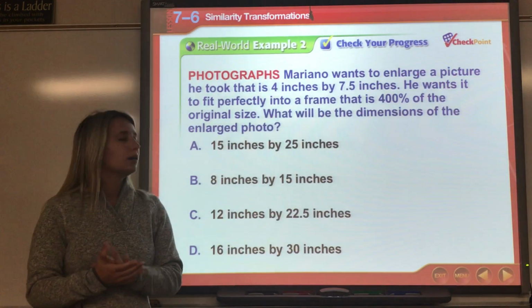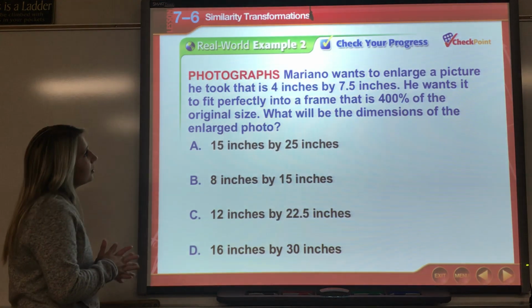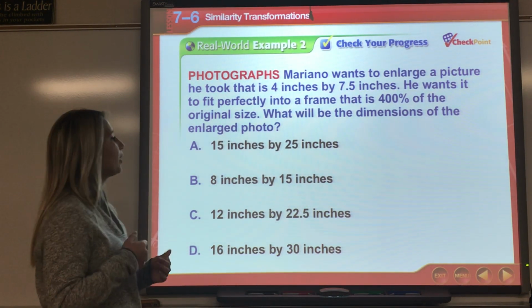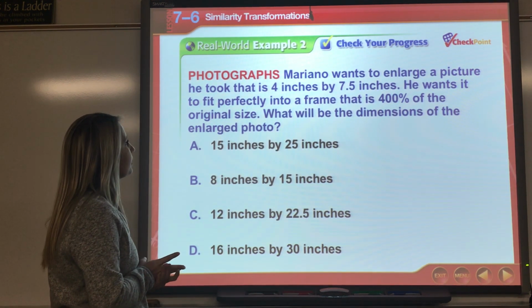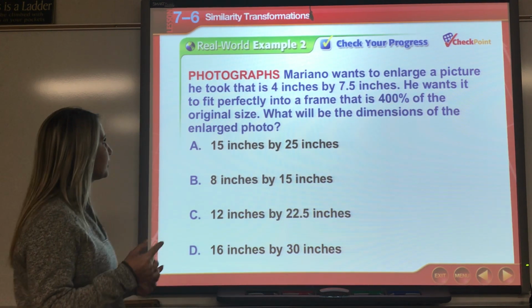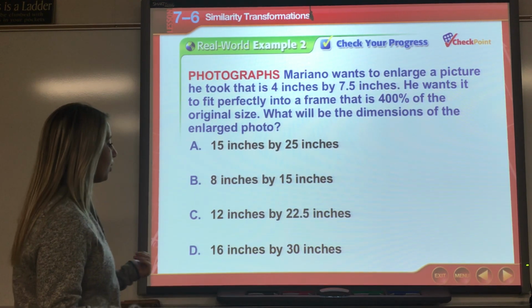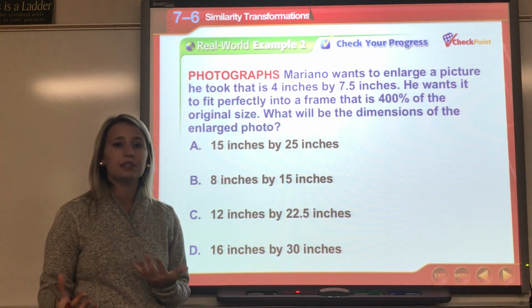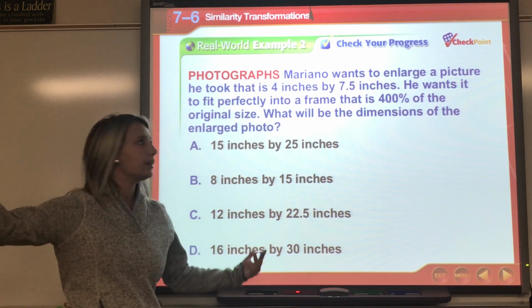Okay, here's one for you to try at home really quickly. We're enlarging a picture that is 4 inches by 7.5 inches. He wants to fit it perfectly in a frame that is 400% of the original size. What will the dimensions of the enlarged photo be? Well, if we're increasing it to 400%, that means we're multiplying it by 4. So we're doubling it and then doubling it again.